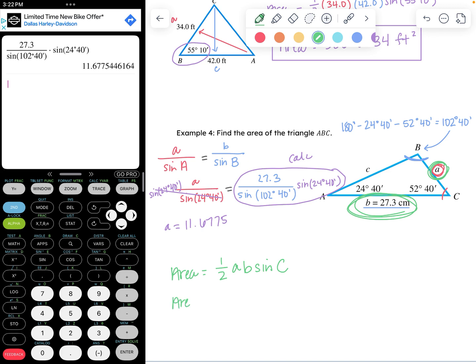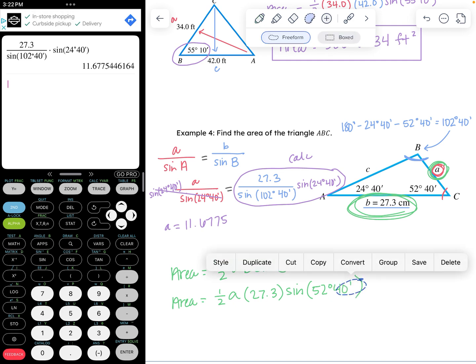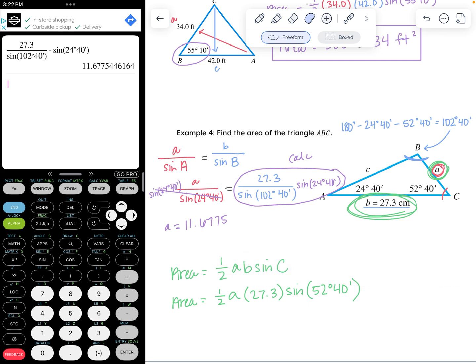So my area is going to be 1/2 times A, and then B is 27.3 exactly, and then the sine of angle C is 52 degrees and 40 minutes exactly. To make sure I'm getting an exact answer, I'm going to do my 1/2, then times, and if you press second and then the negative sign, it pops up ANS, which stands for answer, and it's going to take that 11.6775446, that answer, and pull the exact answer.